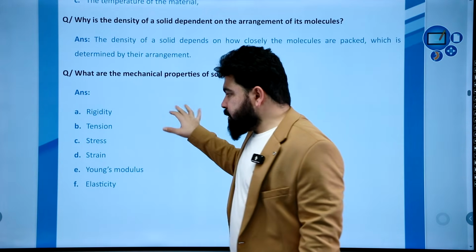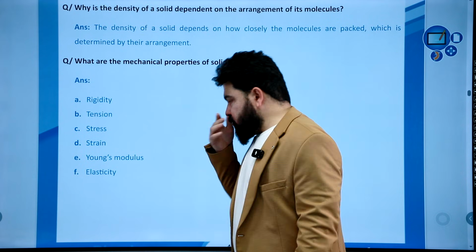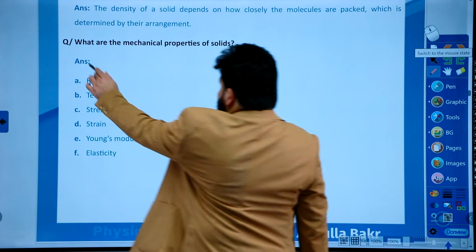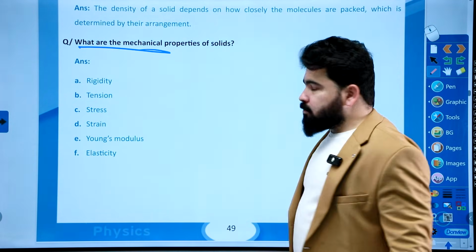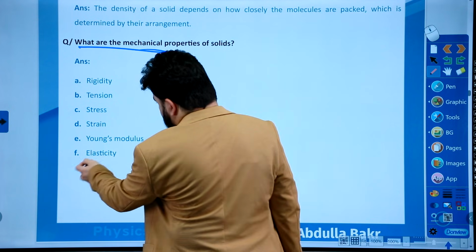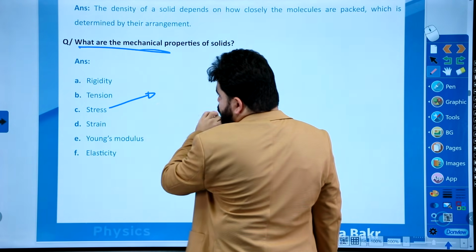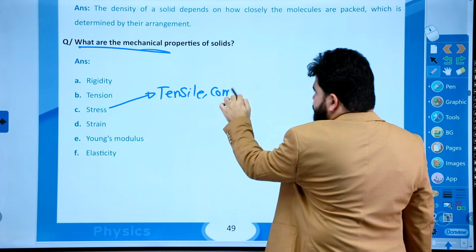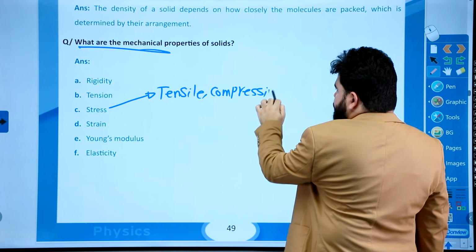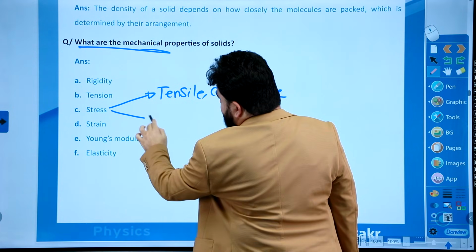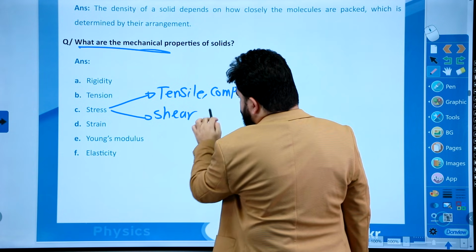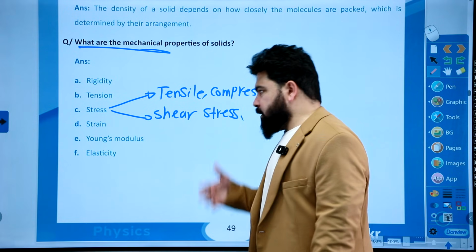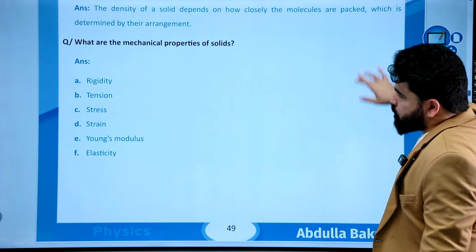We have mechanical properties. These are the mechanical properties. We have rigidity, tension, stress, strain, Young's modulus, and elasticity. This might be a question in the exam. Your teacher asks you, what are the mechanical properties of solids? So we have rigidity, tension, stress, strain, Young's modulus, and elasticity. Be careful. Stress can be tensile, or compressive, or it can be shear stress too. So it can be given in multiple choices. It can be given in fill in blanks. So be careful about this too.